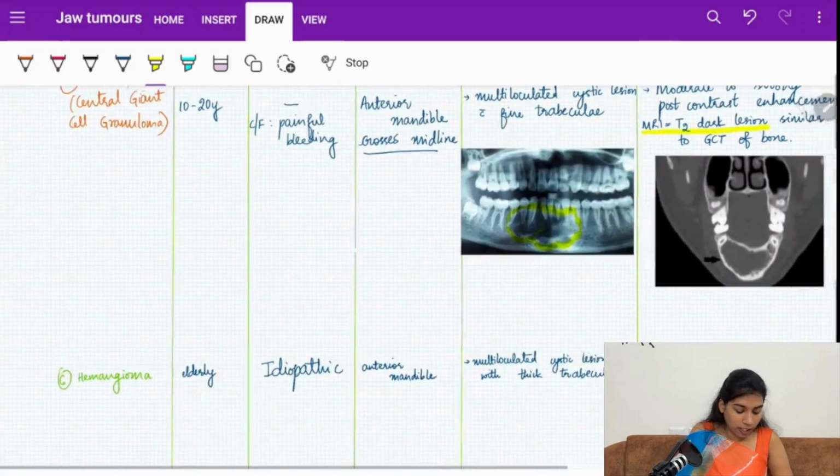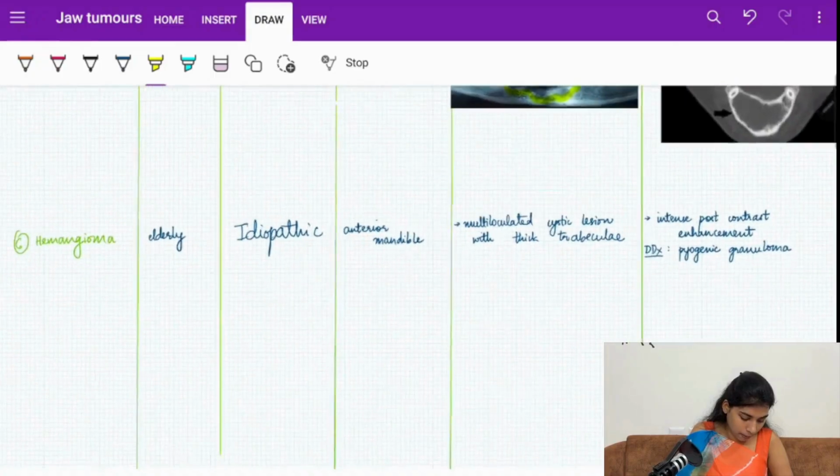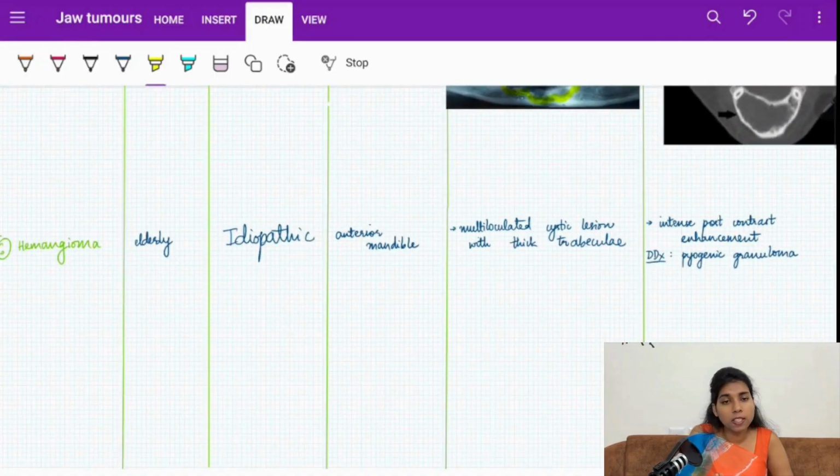Now we are done with CGCG. The second lesion we discussed was Brown's tumor. Brown's tumor and CGCG will have similar imaging appearances. The only difference between both of them is the history, right? So next we go to a third lesion, that is hemangioma. Intraosseous hemangiomas are typically seen in a middle-aged to elderly patient, and then it is most commonly involving the anterior mandible. So we have 3 lesions involving the anterior mandible now: CGCG, Brown's tumor, hemangioma.